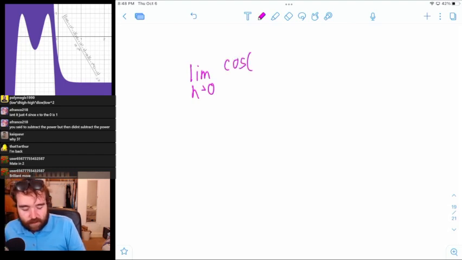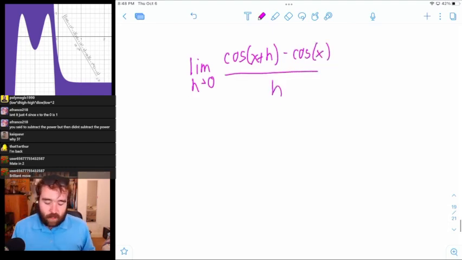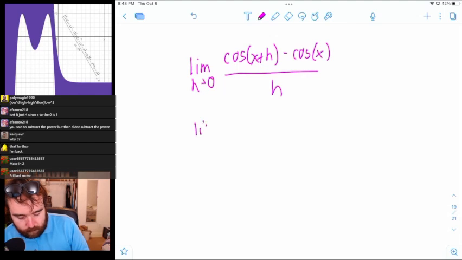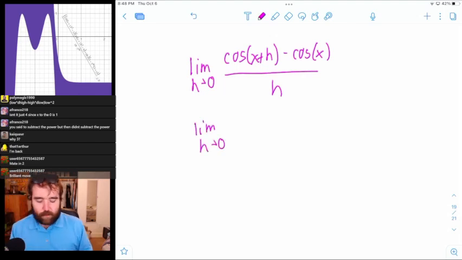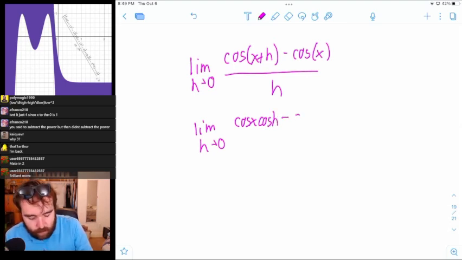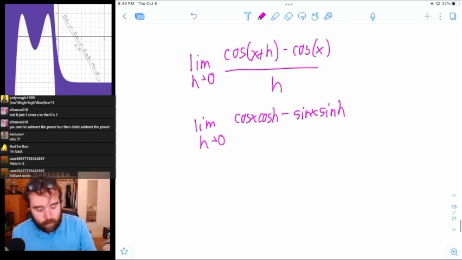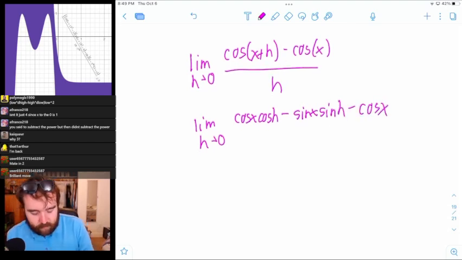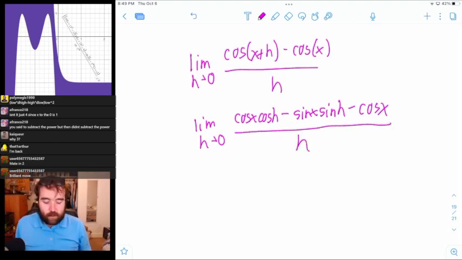So what do we have? The cosine of x plus h minus the cosine of x over h. So just like before, we're going to use the sum of angle formulas. So the limit as h approaches 0 of the cosine one. So it goes cosine, cosine, minus sine, sine, that's the trick there. Beautiful. Minus cosine of x, all of that over h.